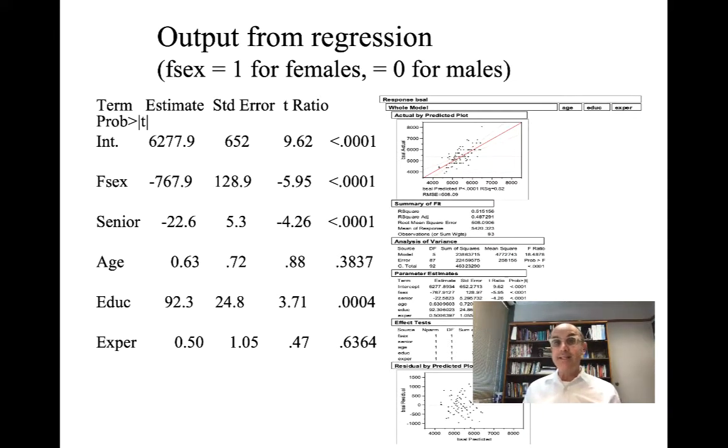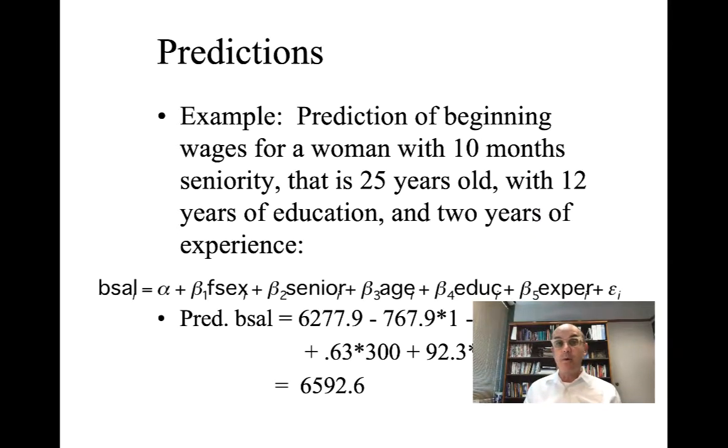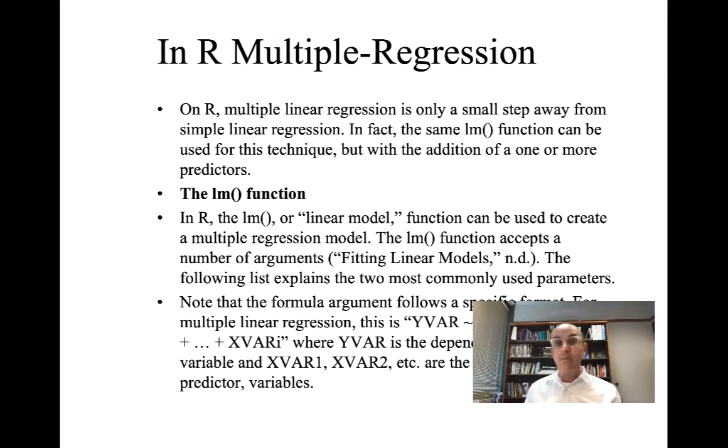So this is the outline of the regression, and this is what we came up with regarding the summary. The predictions, for example, predicting wages for women with 10 months of seniority, that is 25 years old, with 12 years of education and 2 years of experience. And this is the formula. Out of it, we'll come up with the prediction.